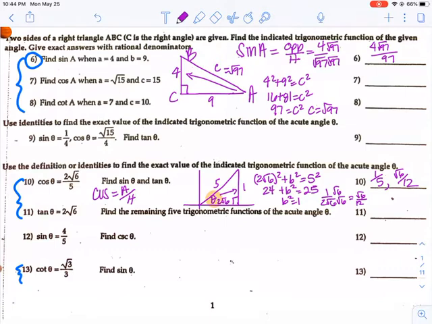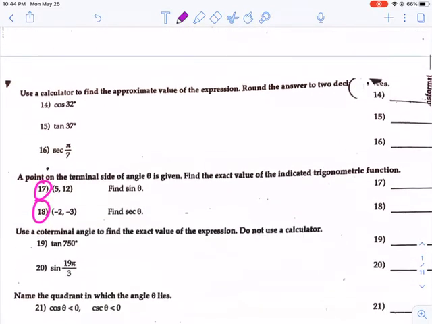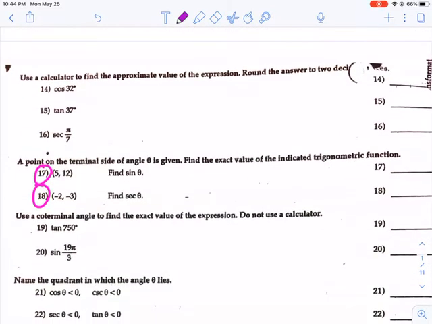Same thing for 11, 13. Draw triangles, label the sides. All right, 17 and 18. We're going to now, again, draw triangles to find the sine of theta.